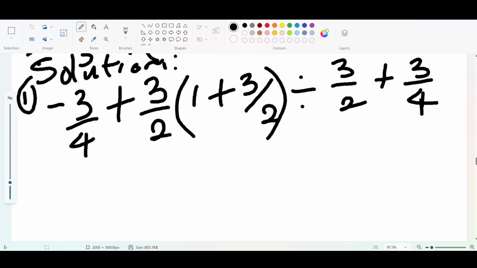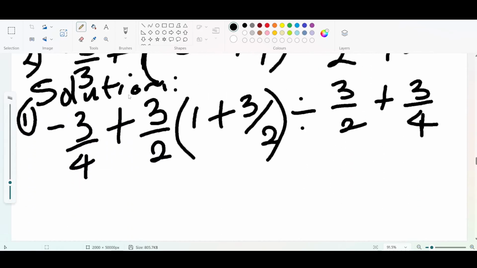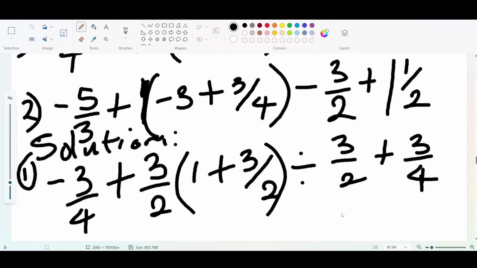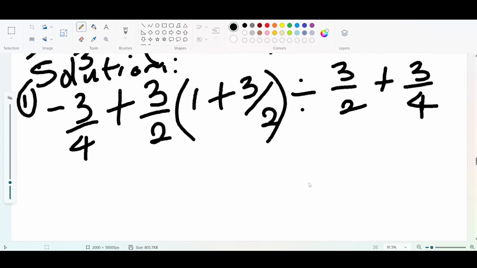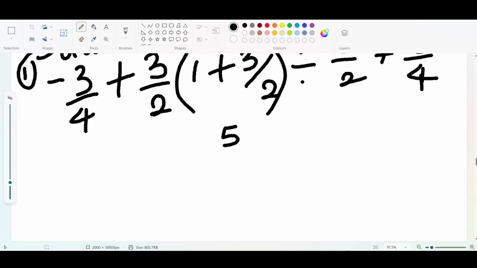Here we have changed the mixed fraction to an improper fraction, and here also to 3 all over 2, by saying 2 times 1, 2, plus 1, 3 all over 2. The first thing we want to solve is the brackets. In these brackets, we have a whole number and a fraction, so we use 2 to multiply 1, then add 3 to it. That's 2 times 1, 2, plus 3, 5 all over 2. So that will be 5 all over 2.